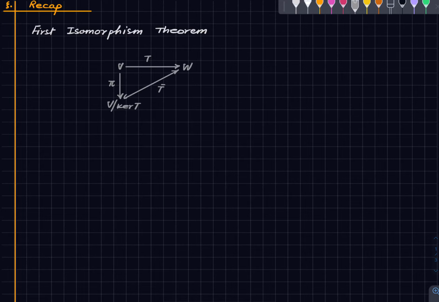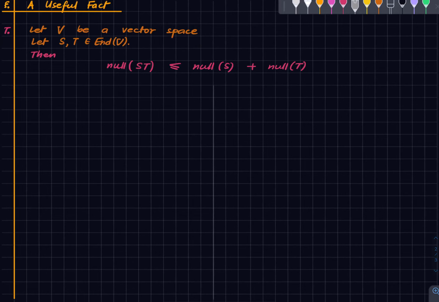All right. So what is it that we are going to prove? Fix a vector space. Again, everything is finite dimensional, and fix two endomorphisms on it. Then we will be proving that the nullity of the composite, this is S composed with T, is at most the nullity of S plus the nullity of T. So the nullity of the composite is at most the sum of the nullities. Recall, nullity is just the dimension of the kernel. Okay, so let's see how we prove this.